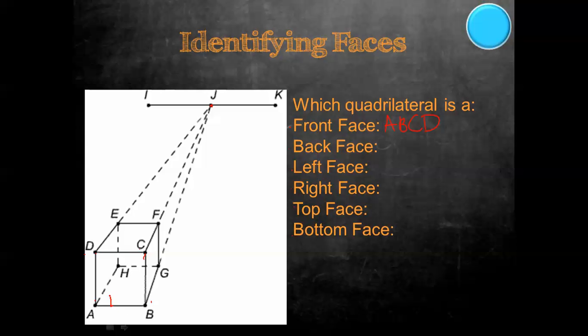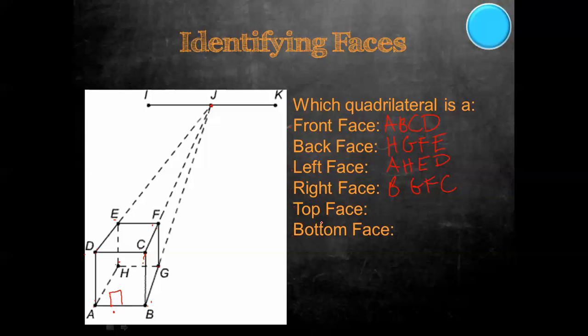Like if there's the door of the house and we're standing right here, this is the front. Then the back would be H, G, F, E. The left face would be the square that's on the left here, so we would say A, H, E, D. And then the right face would be the opposite one, so we'll say B, G, F, C.